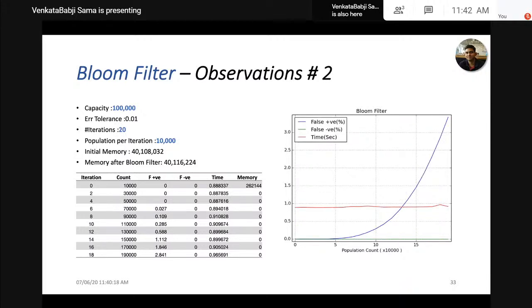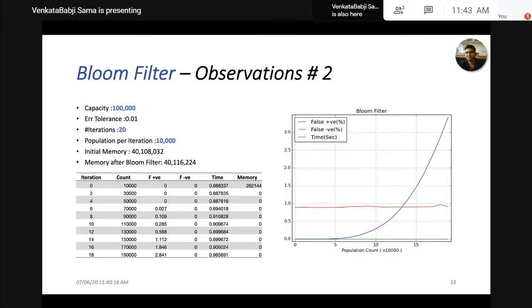Now I increased the number of iterations, with the capacity still at 100,000. I added 10,000 elements at a time but ran 20 iterations. We see that again the false negatives remained flat at zero. The time it took, no matter how many I added, almost remained flat. That is an ideal case; we do not want time to grow along with data. But the trade-off is that, unlike a traditional set, false positives have started increasing, as we can see in this blue line.